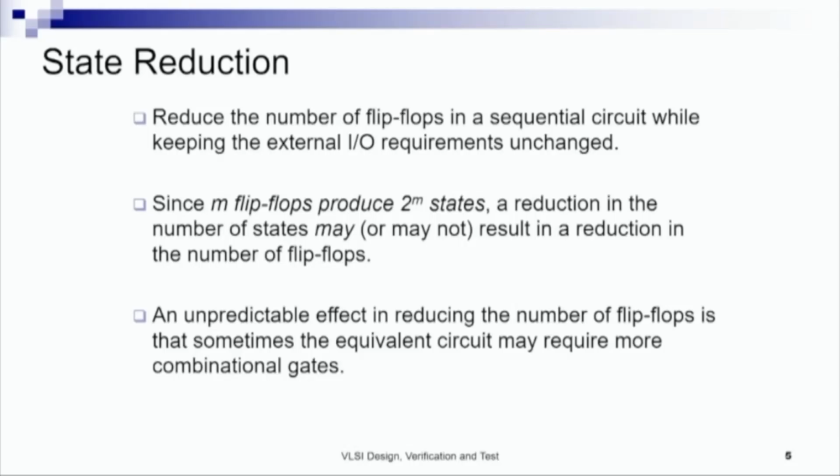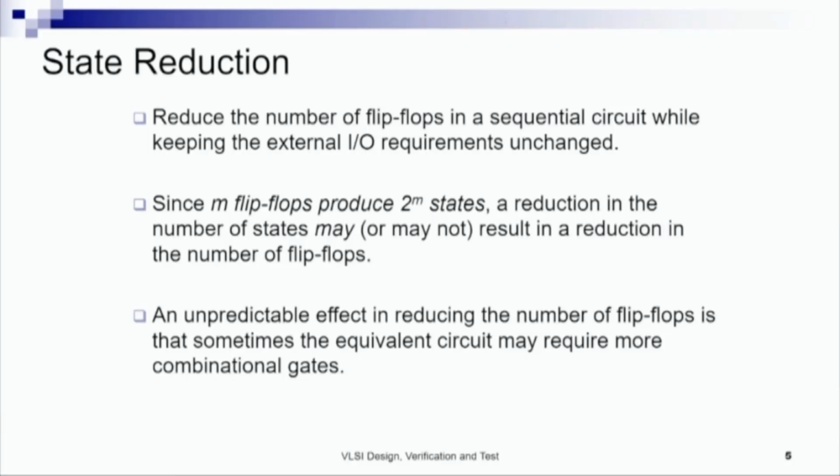So the first step, state reduction. What is the objective? Reduce the number of flip-flops in a sequential circuit while keeping the external I/O requirements unchanged. So we want to reduce the number of states. We said that there can be two different realizations with two different numbers of states for the same input-output behavior. Since m flip-flops produce 2 to the power m states, a reduction in the number of states may result in a reduction in the number of flip-flops.